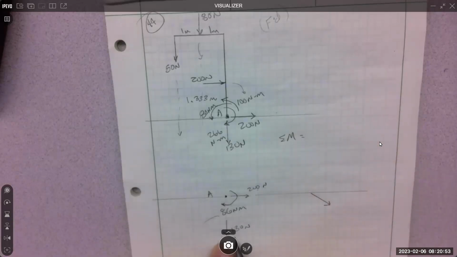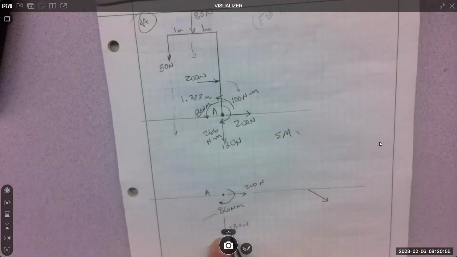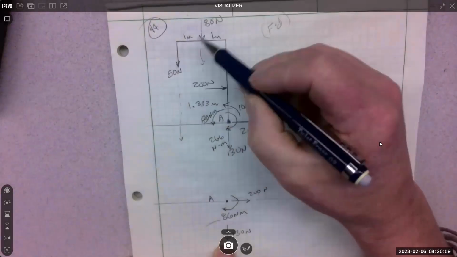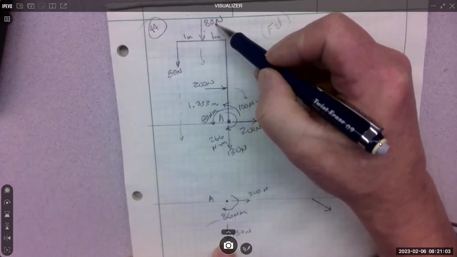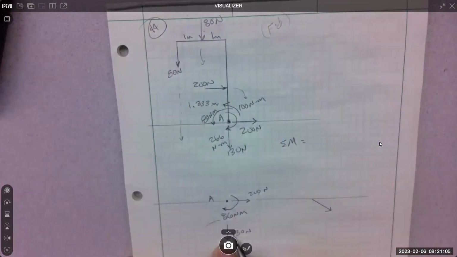The 130 is the Y effect. Yeah, there's two in the Y, 50 and 80. That makes 130, because I just add them up. They're both in the Y, they're both going down, they add.